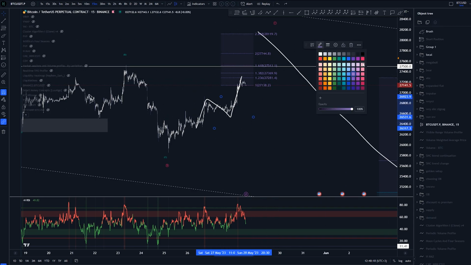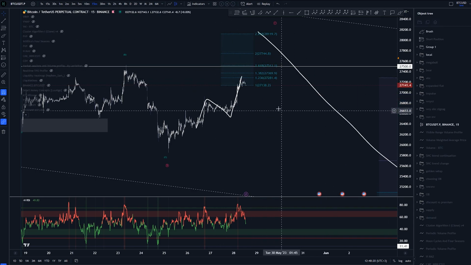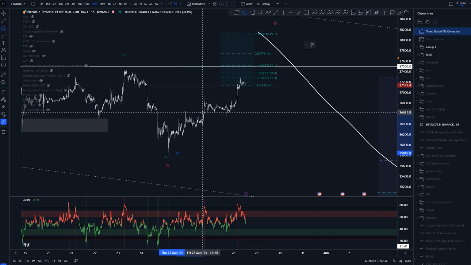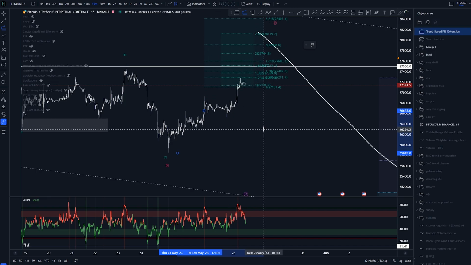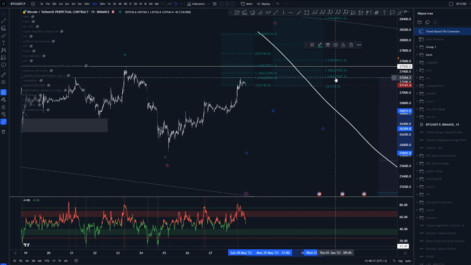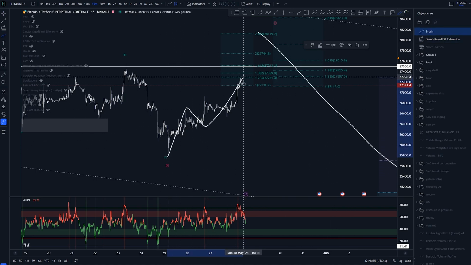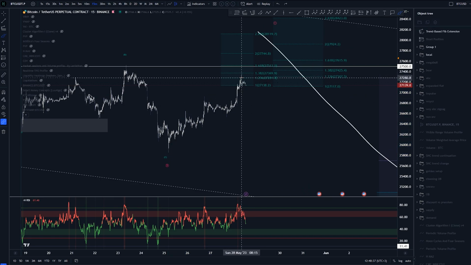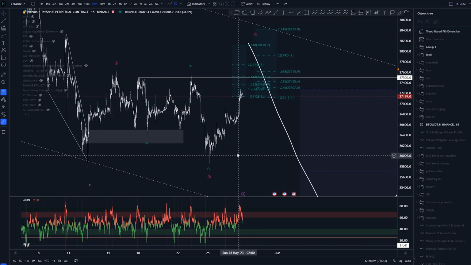This that I've got measured here is already the extensions of this move. And if we are looking at the extensions of this here, we can see that we are getting pretty close to the same exact target, 1.236. So there is kind of good confluence around this area, which would drag us down a bit.